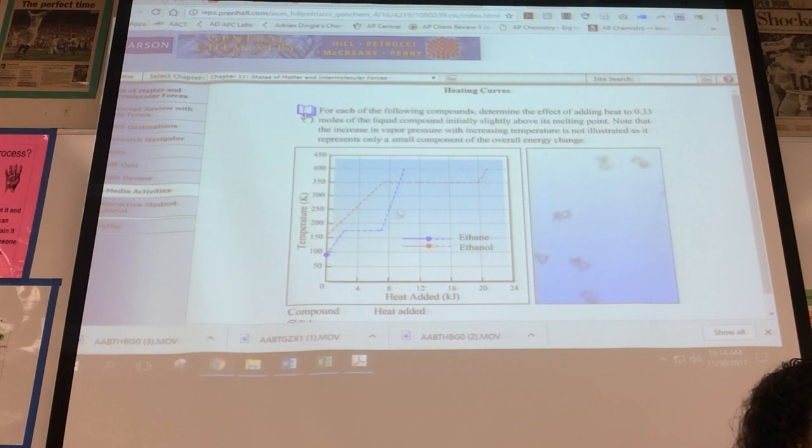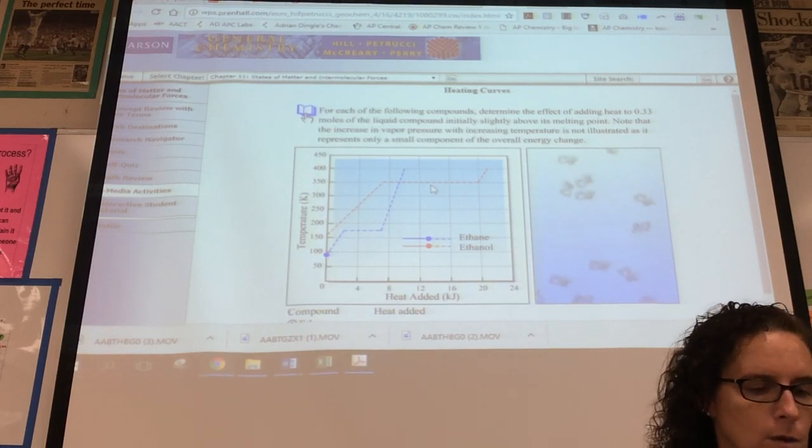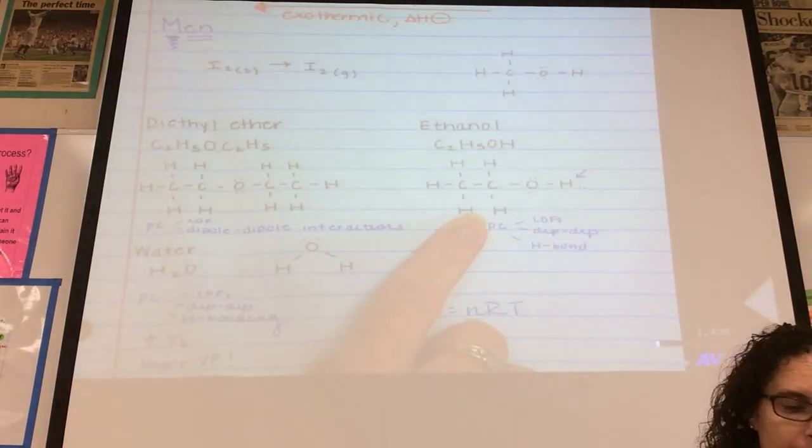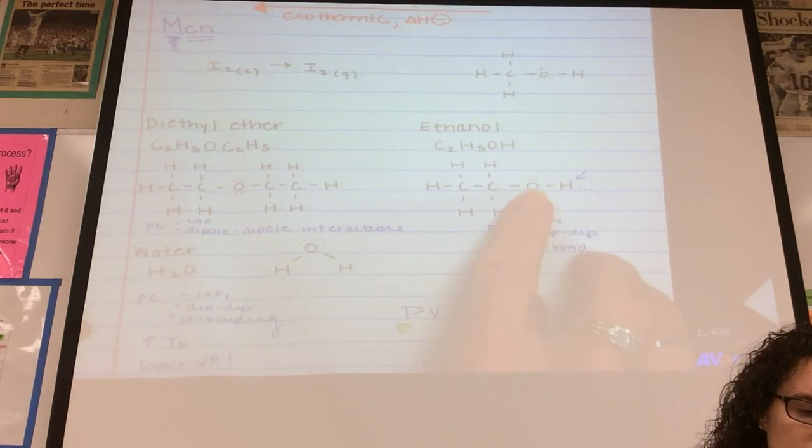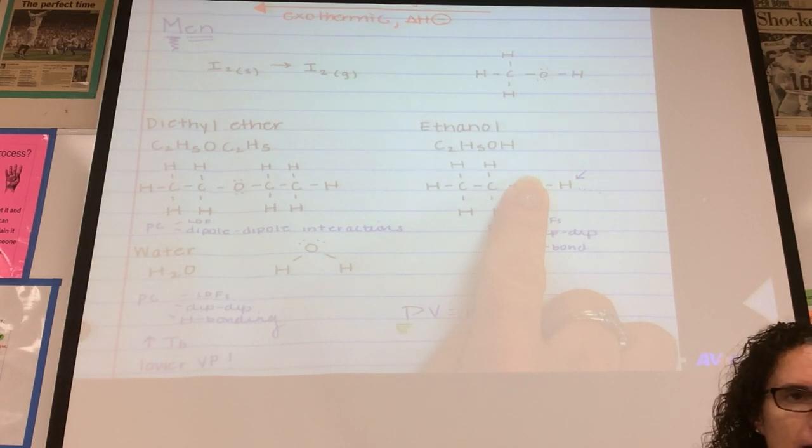So what you're looking at right here, this is the temperature at which ethane boils. This is the temperature at which ethanol boils. Why does ethanol boil at a higher temperature? So again, here's ethanol. Ethane, instead of this OH here, you would just have an H. So why does ethanol boil at a higher temperature than ethane?